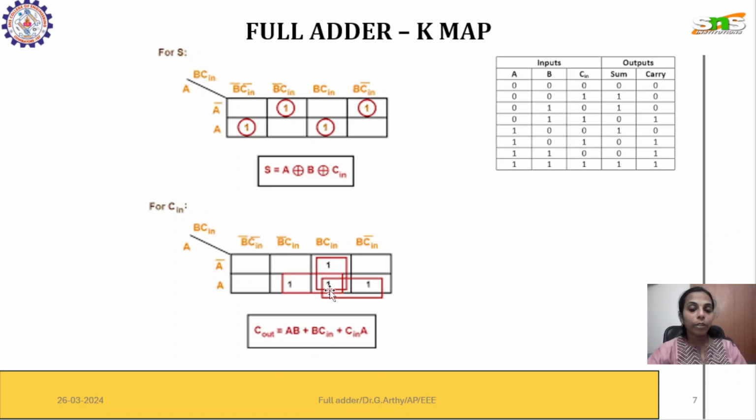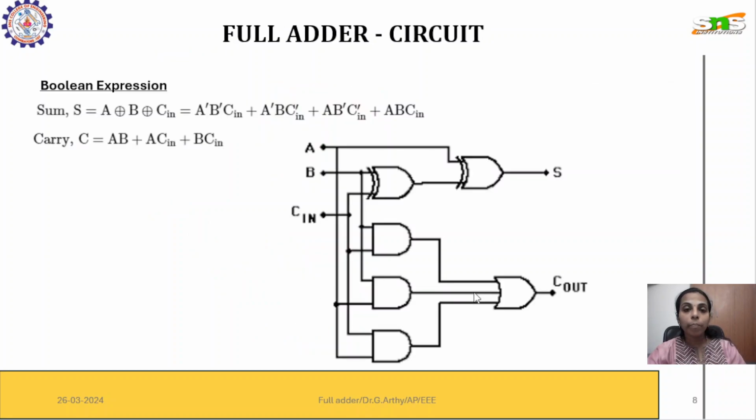Similarly here we have three groups. For this group, the common term in the row is A and the common term in the column is Cin. So we have A Cin as a minterm. For this group we have B Cin as the common term. Only the column is common, the row is not common. So B Cin is another minterm. Then if we consider this group, A is the common term and B is the common term in this column. So AB is another minterm. This is how we write the Boolean expressions from the K-map.